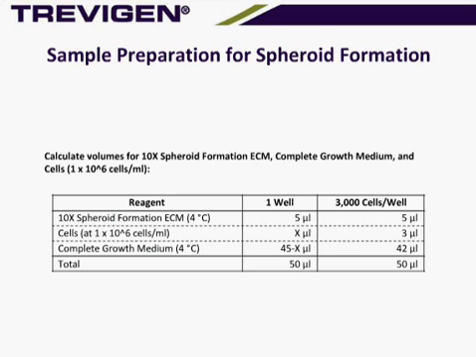If we go over to the next column where we have 3,000 cells per well, we see that 3 microliters would be x. This is a good starting point. We've used this for several different cell lines, and generally we're within that 400 to 600 micron diameter range. And then the remaining 42 microliters would be the complete growth media to make up the 50 microliter volume.